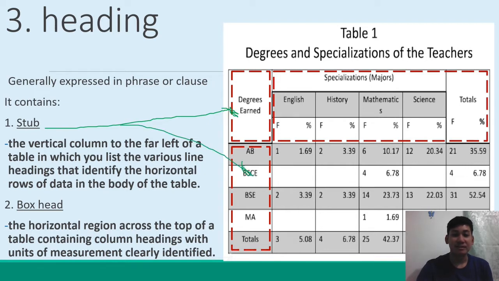Ito yung stub. Then the box head. The horizontal region across the top of the table containing column headings with units of measurement clearly identified. So ito yung box head. So itong part na to.